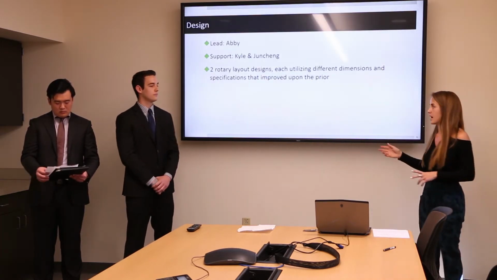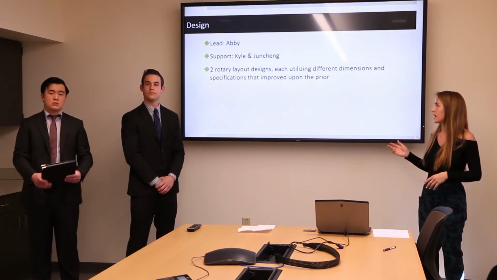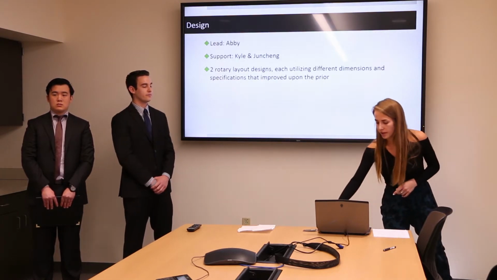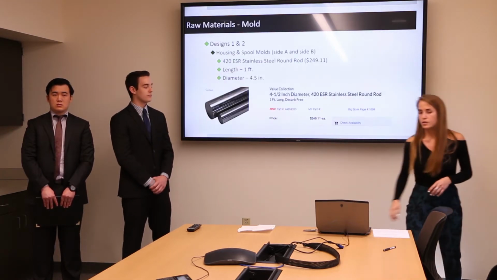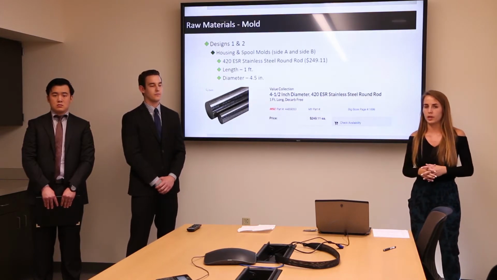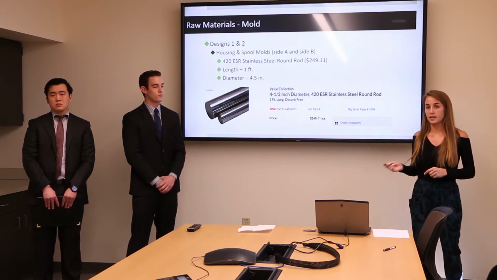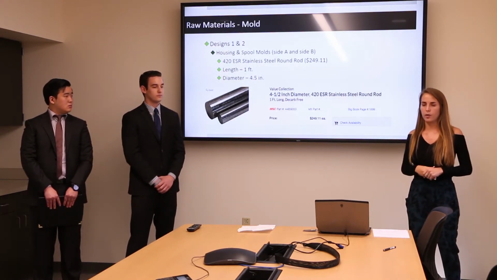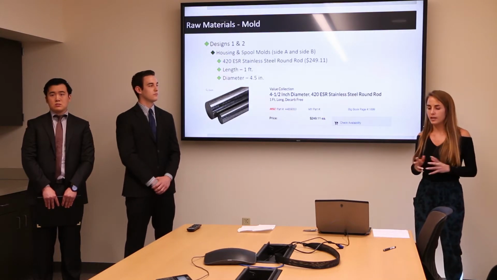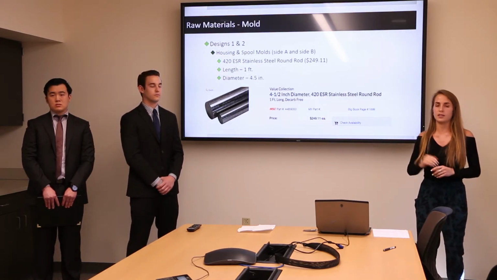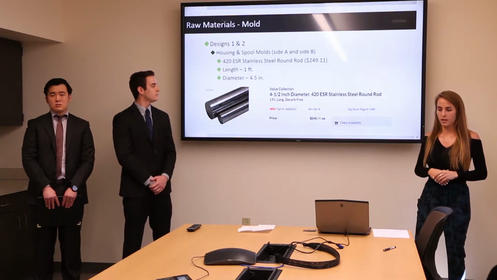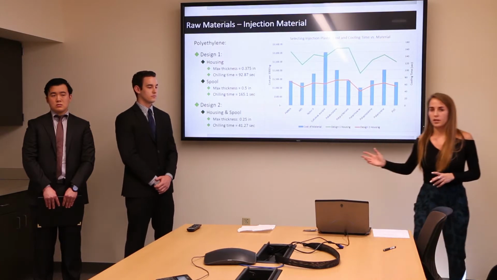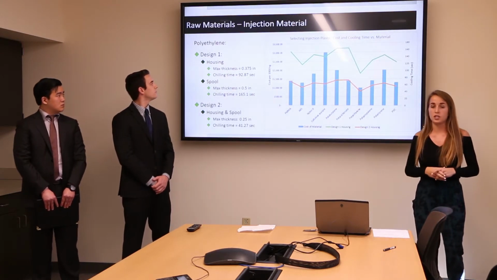So to jump into our designs, we created two rotary design layouts, with the second design improving upon the first with new dimensions. For both design 1 and design 2, we use the same raw materials for the housing and the spool molds. It's a 420 stainless steel rod, 4.5 inches in diameter, a foot in length, and we part that differently based off the designs and the molds depending on the size of the individual piece that we need. And then the second raw material that's very essential to the project is the injection material.